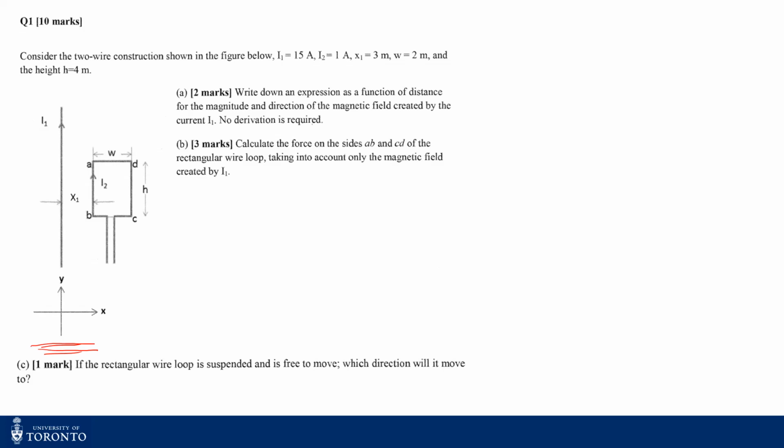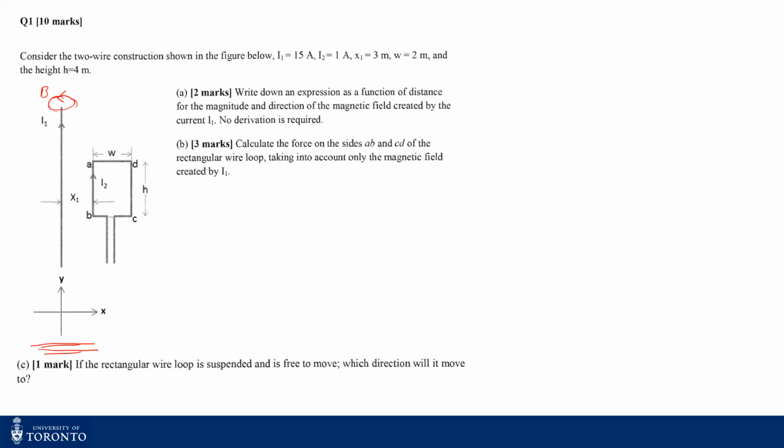Now, in the first part, they have asked you to write the magnetic field expression as a function of distance for current I1. We know that for current I1, if we apply the right hand grip rule, the magnetic field direction is pointing like this. This one is simple and straightforward.